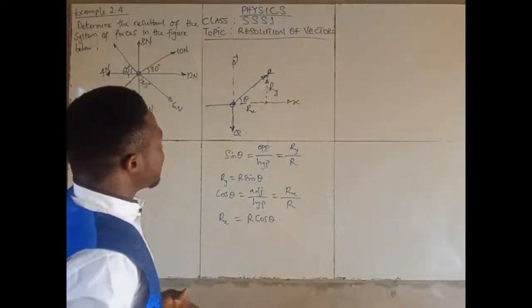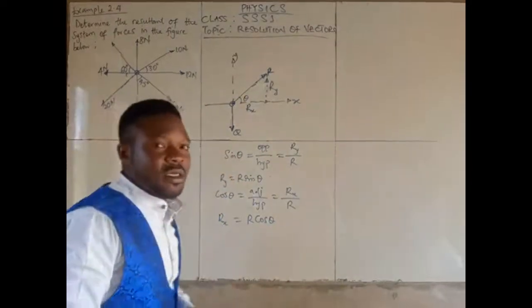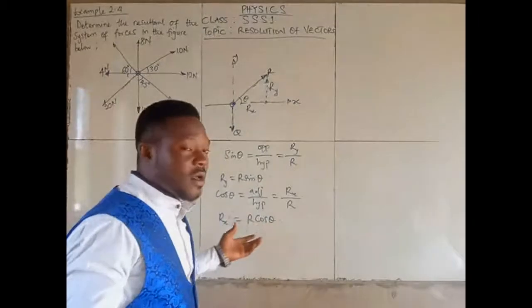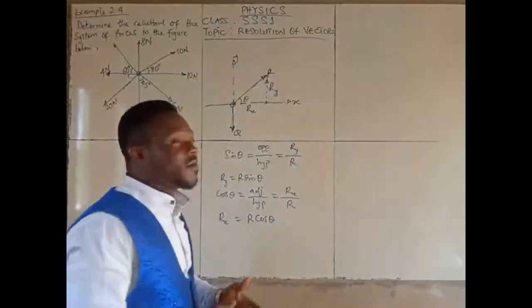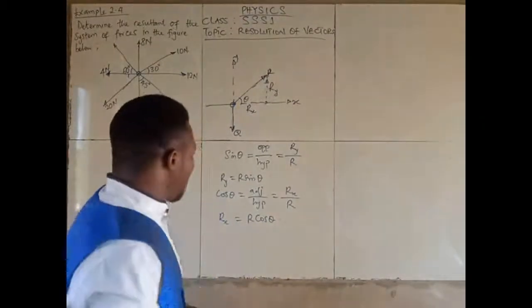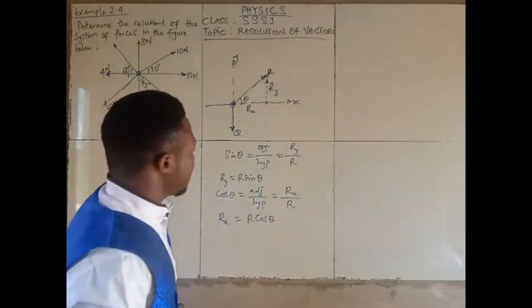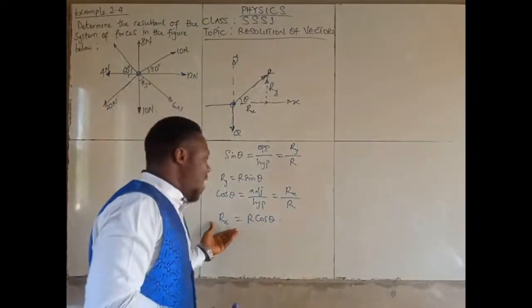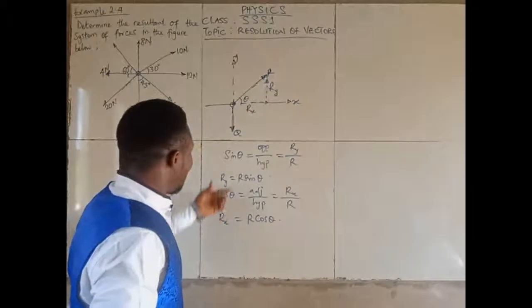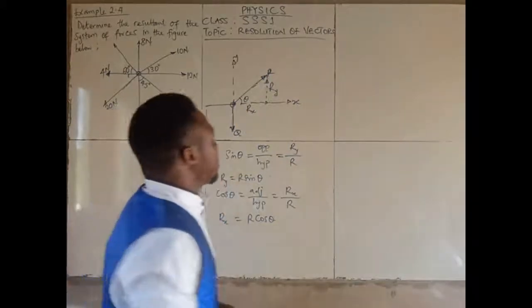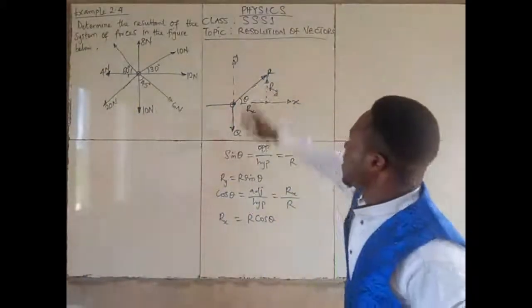Again, we can easily determine the angle we are talking about if it is not given, but in most cases the angles will be given. Secondly, you must also know the direction. What direction is my Rx going? What direction is my Ry going? Let's redraw the vector again here.